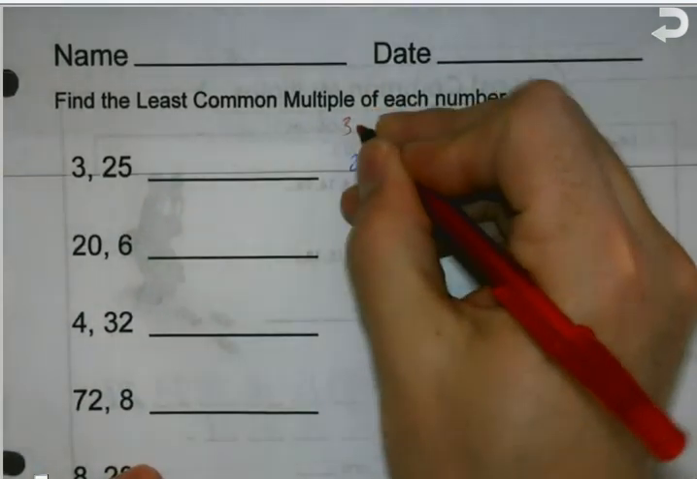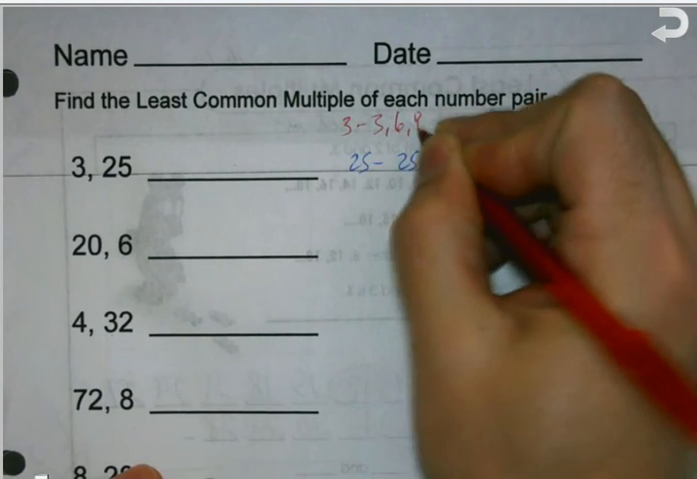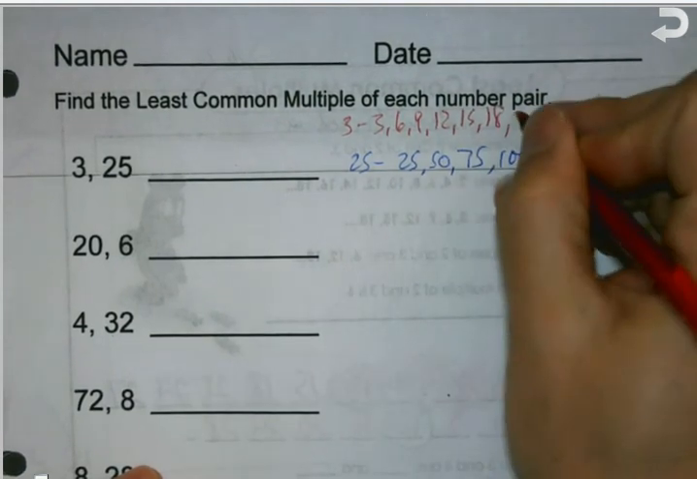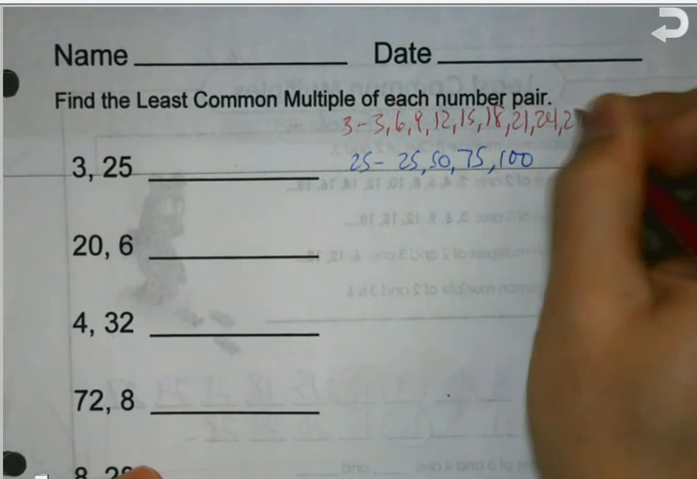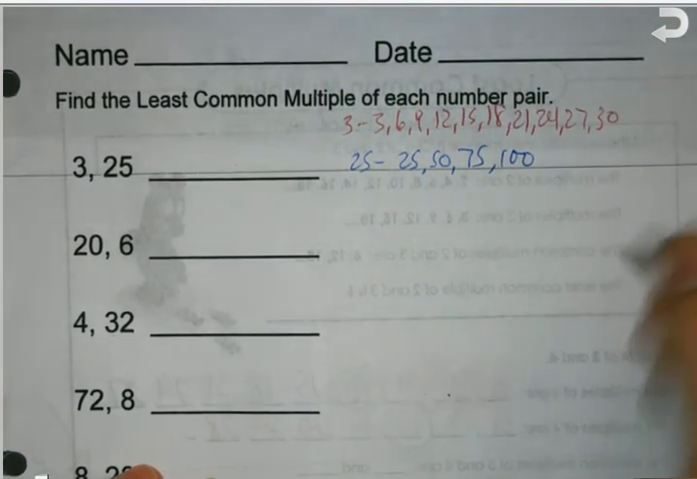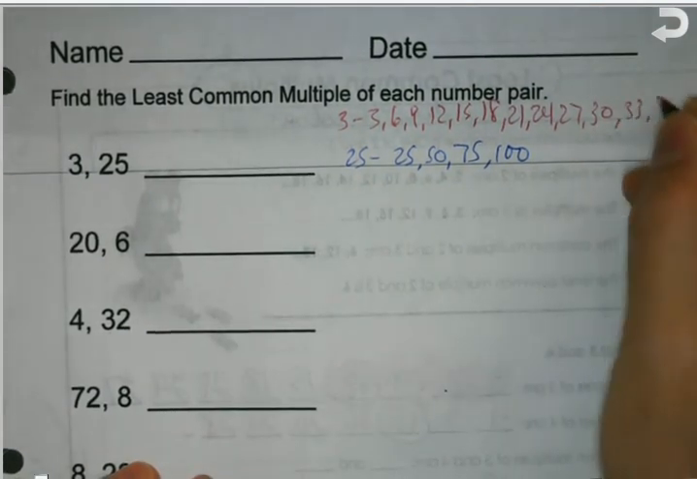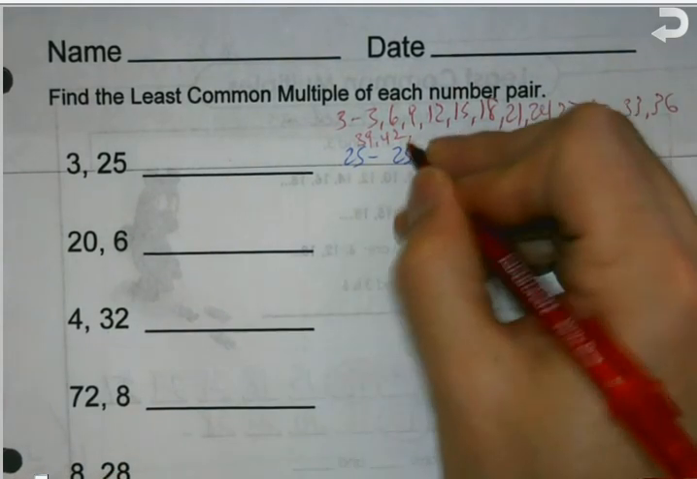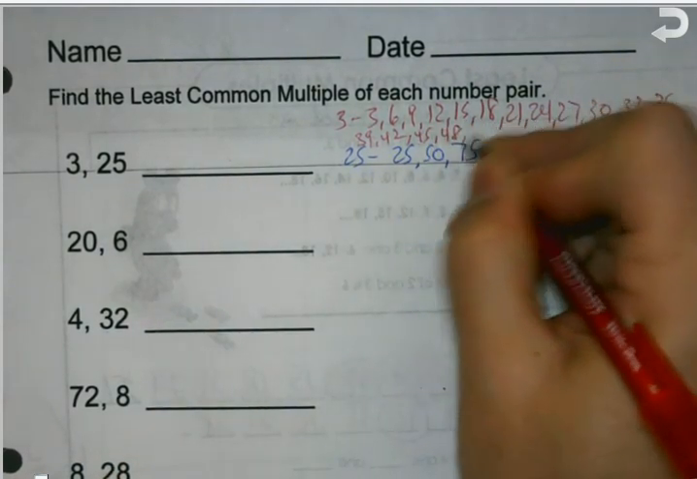So here's my 3, and I start counting by 3. And I'm going along. And I'm like, okay, none of the numbers match yet. I'm going to keep counting by 3. And I keep going, and none of the numbers match yet. And I keep counting by 3. And I don't have a number yet. And I'm starting to get tired of doing this.